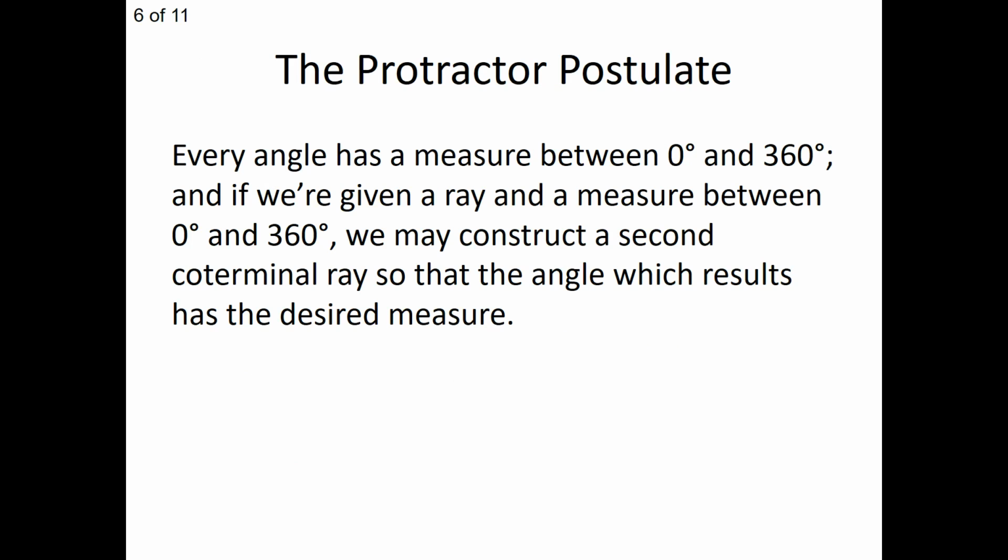Now let's move on to angles. Let's talk about the protractor postulate. The protractor postulate is very much like the ruler postulate, but in this case it's in terms of angles. The first one says every angle has a measure between 0 and 360.